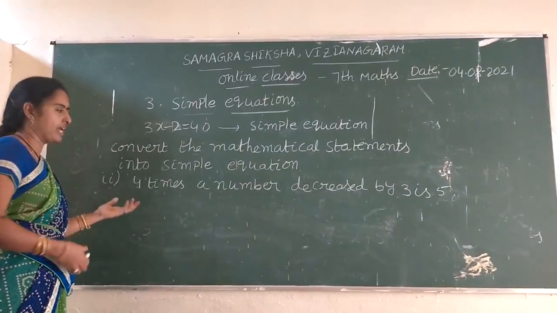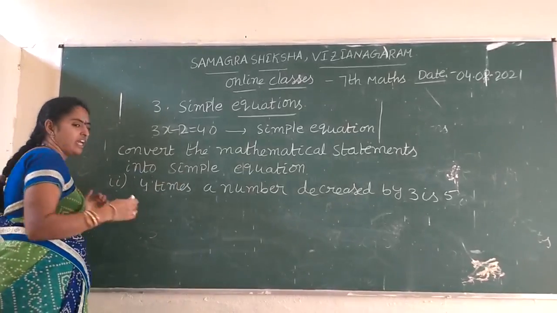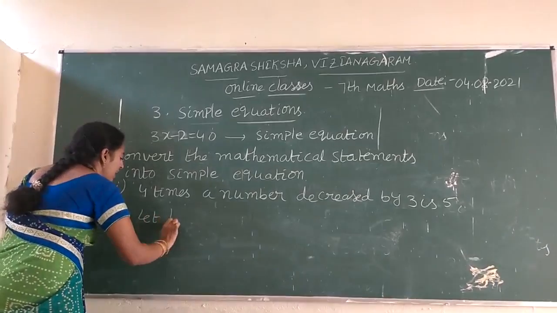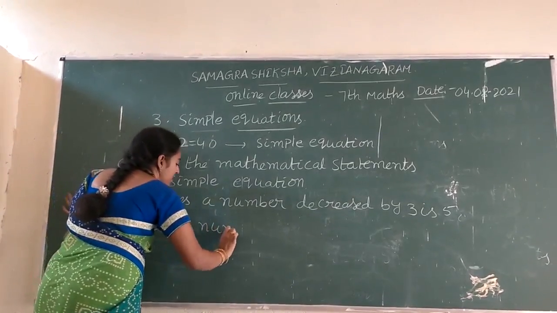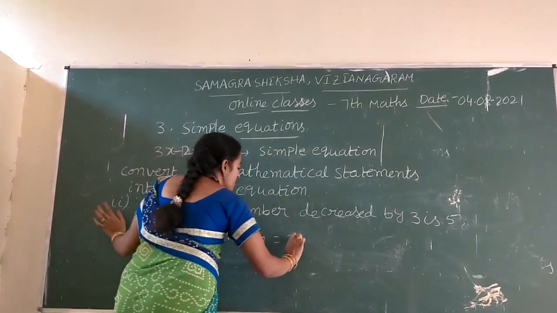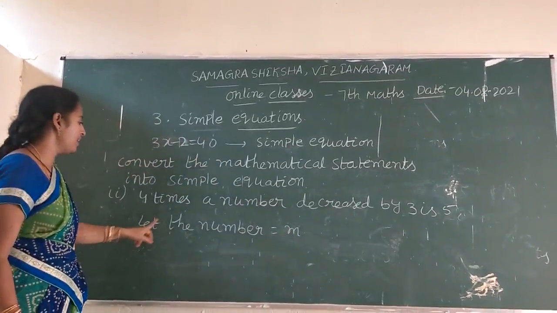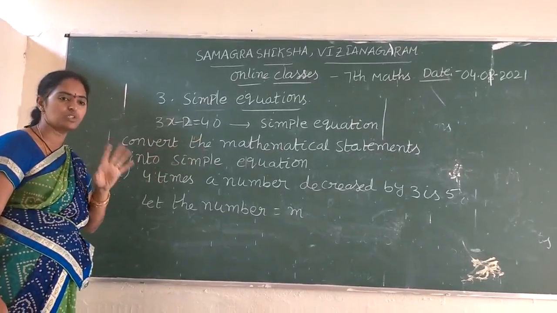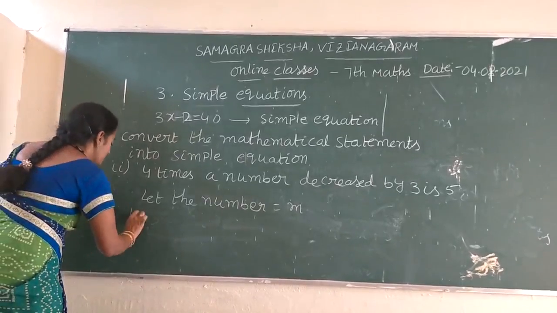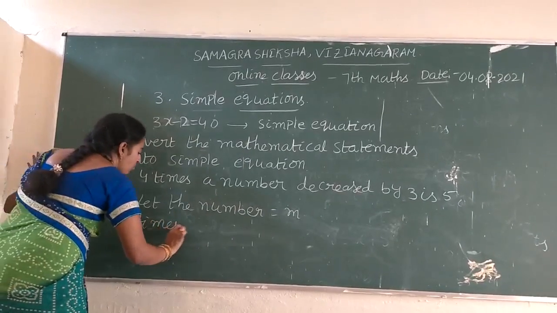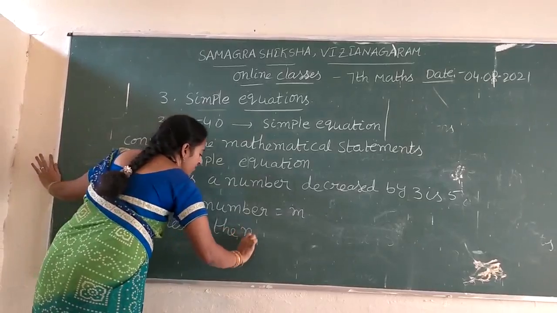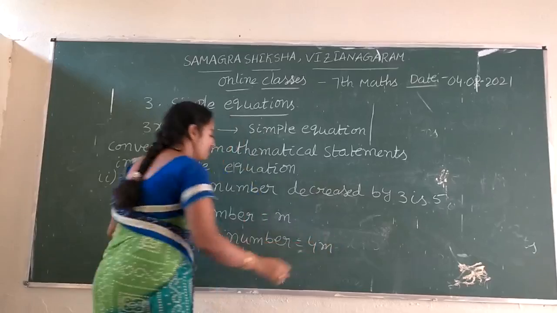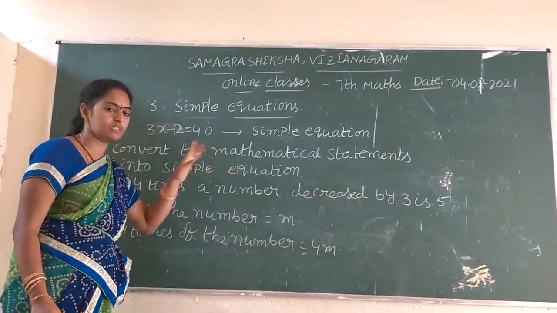Here, same as before, let the number be x, y or m, any small letter. So here, let the number equal m. 4 times of that number decreased by 3 is equal to 5. So 4 times of the number is equal to 4m.